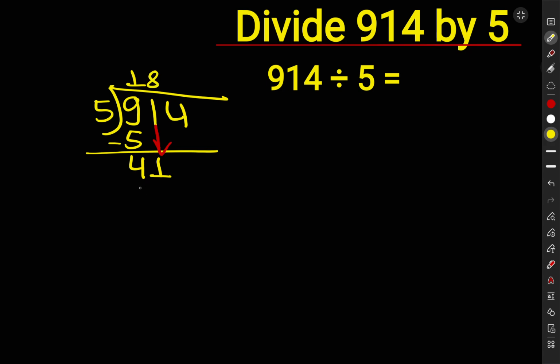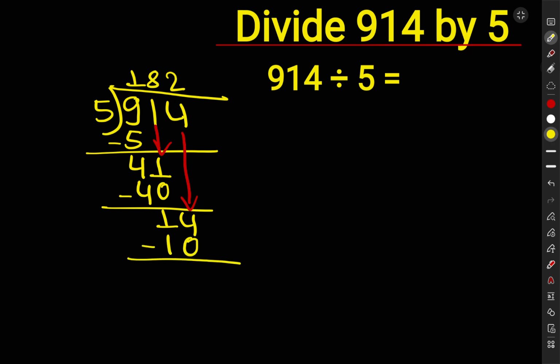5 times 8 is 40. On subtracting we get 1. So again we put down this 4 and it is 14. So 5 times 2 is 10. On subtracting we get 4.